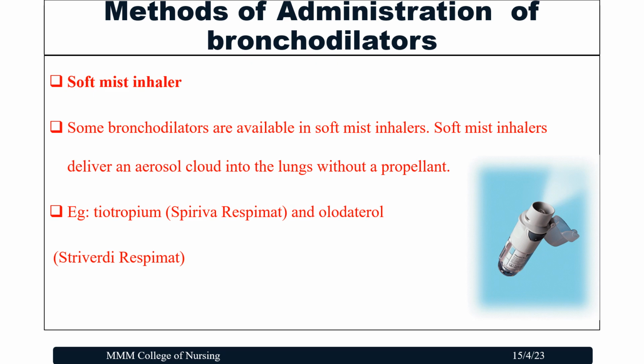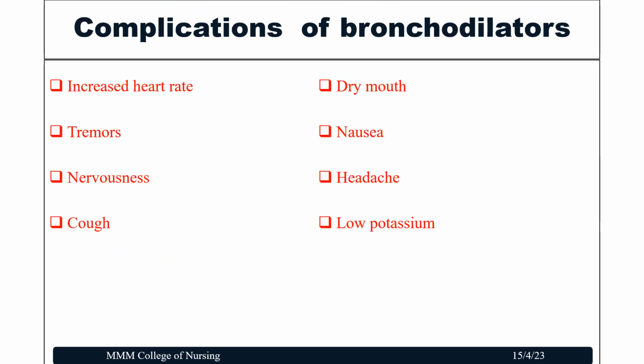And the last method of administration of bronchodilators is the soft mist inhaler. Some bronchodilators are available in soft mist inhalers. Soft mist inhalers deliver an aerosol cloud into the lungs without a propellant. Examples of soft mist inhalers are tiotropium or olodaterol. The common complications associated with bronchodilators include increased heart rate, tremors, nervousness, cough, dry mouth, nausea, headache, and low potassium.